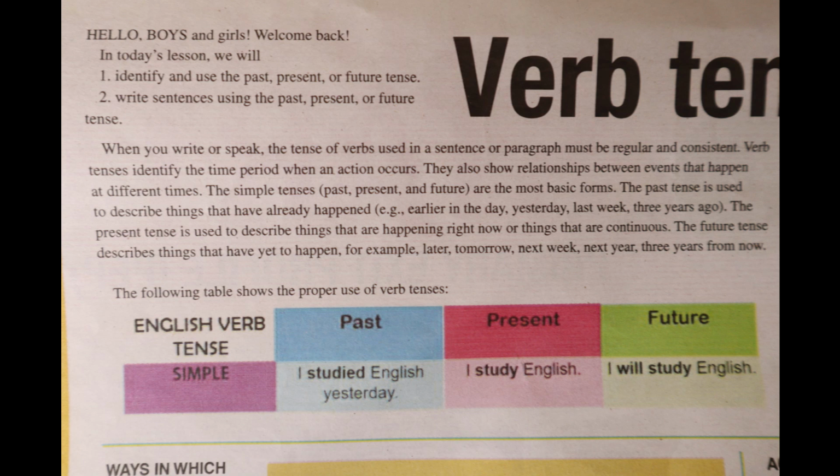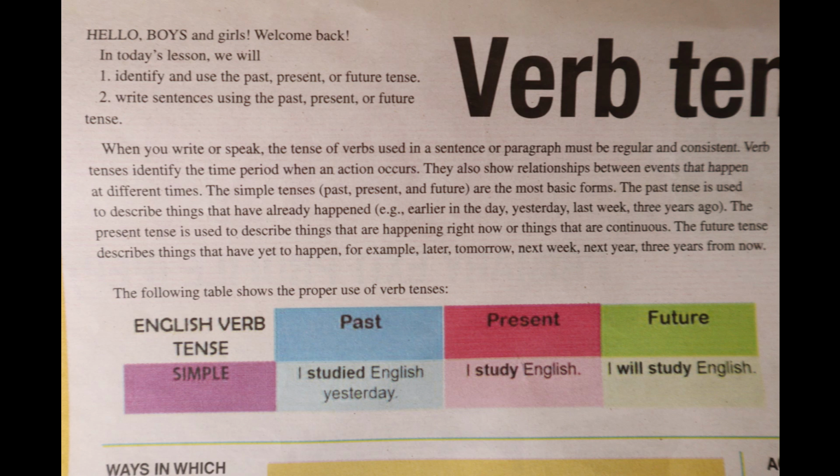When you write or speak, the tense of the verb used in a sentence or paragraph must be regular and consistent. Verb tenses identify the time period when an action occurs. They also show the relationship between events that happen at different times. The simple tenses, past, present, and future, are the most basic forms.